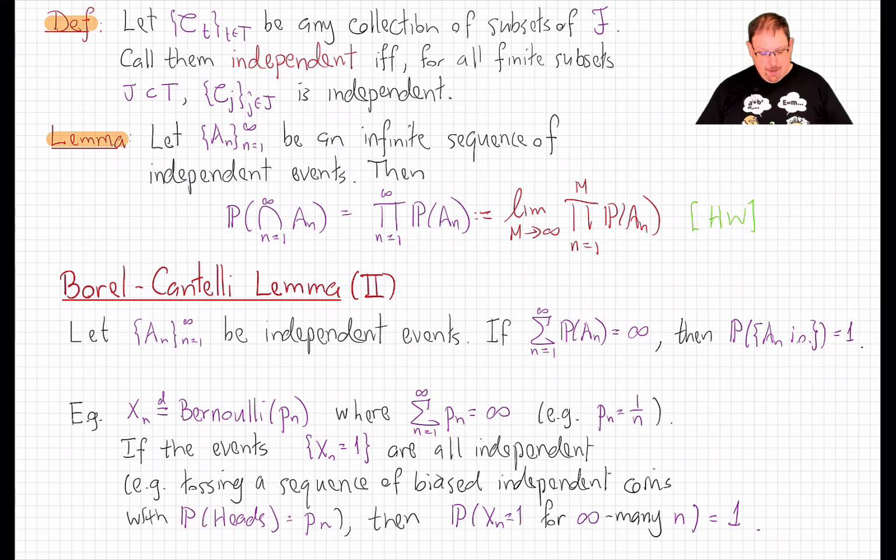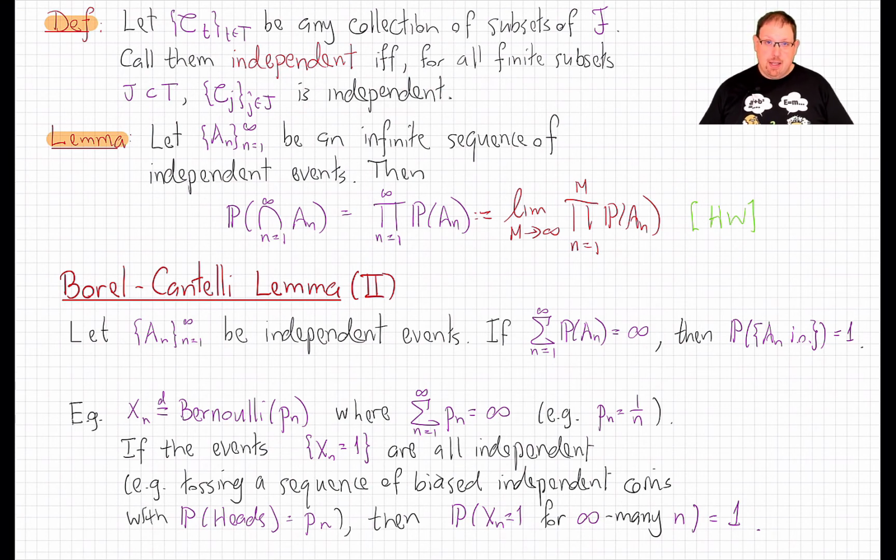Before we prove that, let's look at the example that we gave once before, now having the formal statement here. Suppose that I have a sequence of Bernoulli random variables with some probabilities P_n. For example, P_n equal to 1 over n that form a non-summable sequence. If the events X_n equal 1 are all independent, then the Borel-Cantelli lemma, part 2, tells us that X_n will equal 1 for infinitely many n, with probability 1.